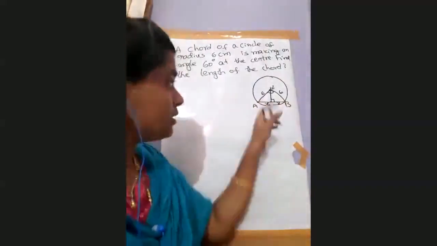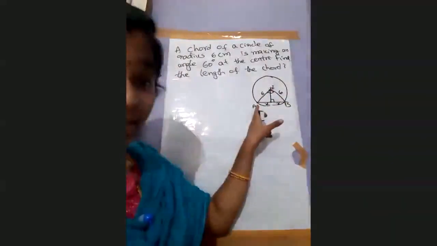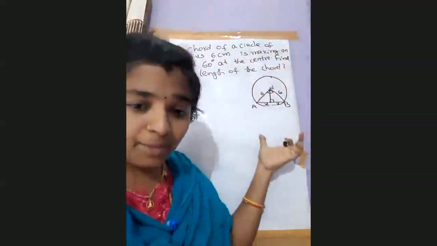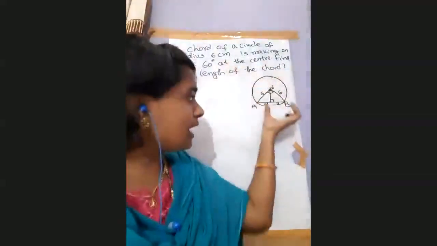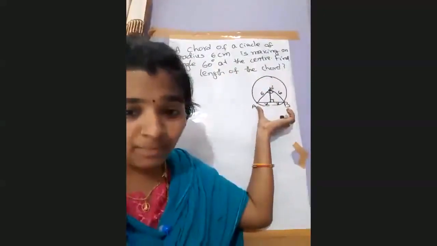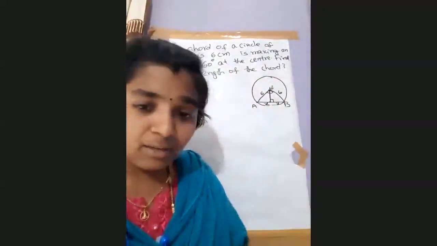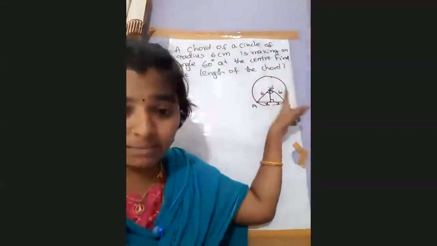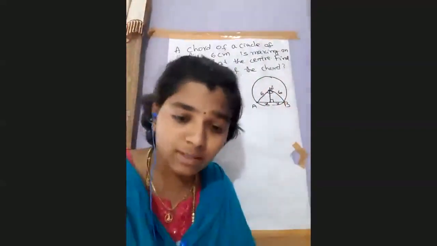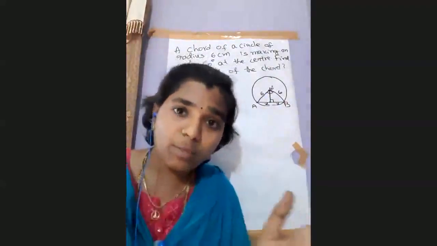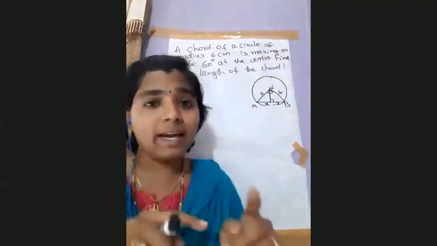Right, Nana? So they given that the radius is 6 centimeters. What is our aim here? We have to find the length of the curve, that means we want the AB length. What are the clues they given? They given that the radius is 6 centimeters and we have to find this length. How can we find it? By using trigonometry. To use trigonometry, definitely you have to form a right angle triangle.